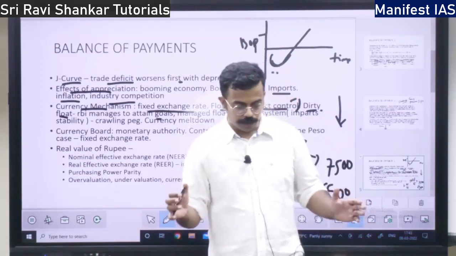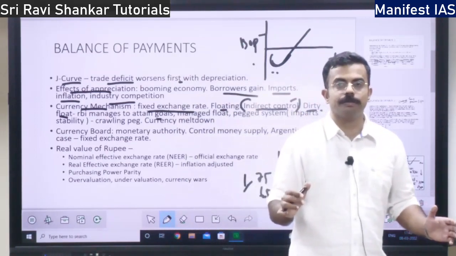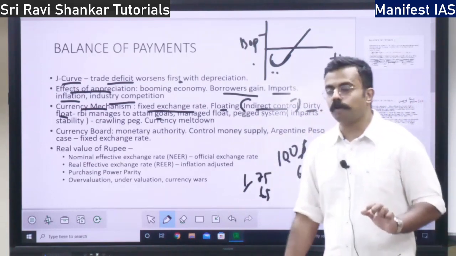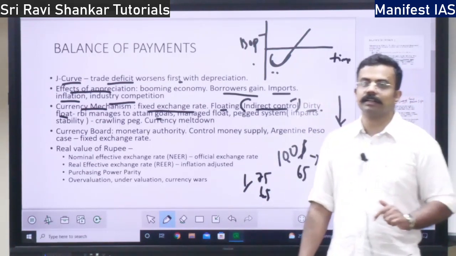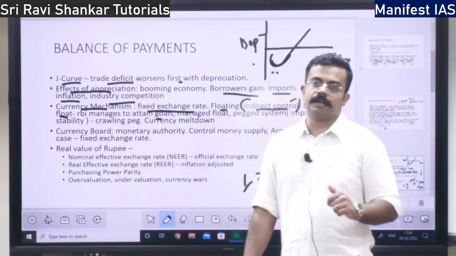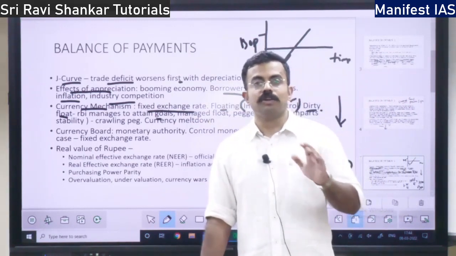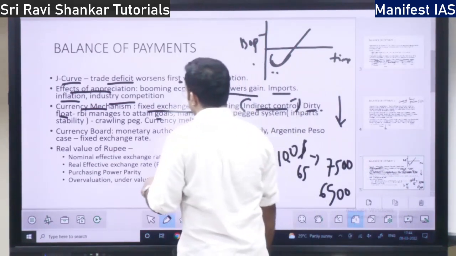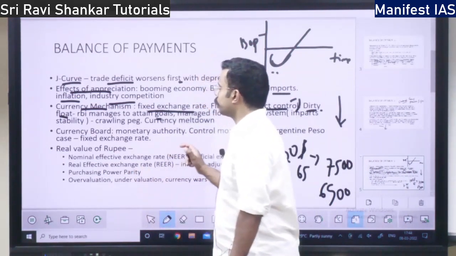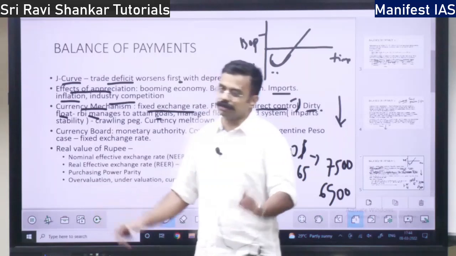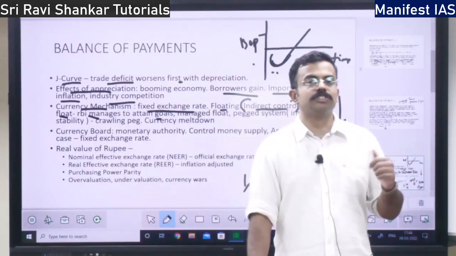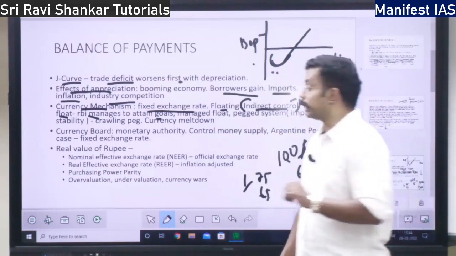RBI, though it doesn't say that it is going to manage, has specific goals to attain: reduce poverty, reduce hunger, increase employment, increase housing facilities, and increase the export potential. Because of all these things, RBI not directly, but indirectly, will manage. That is called dirty float, dirty floating.